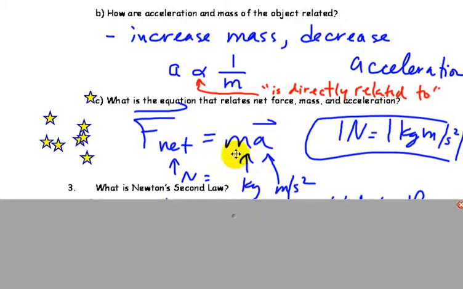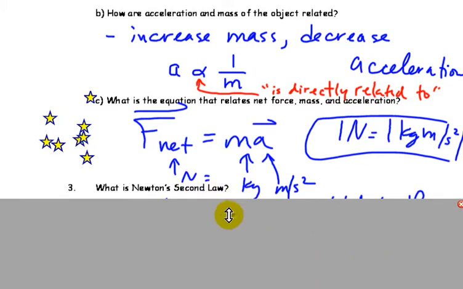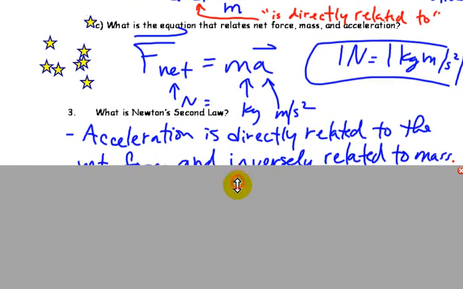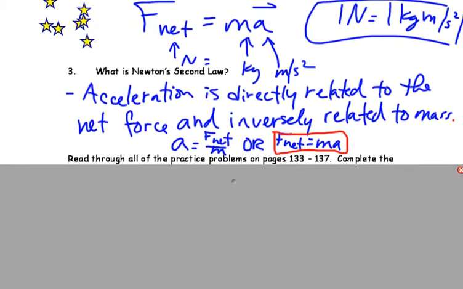So when we have 1 kilogram accelerating at 1 meter per second squared, there must be a 1 Newton force being exerted on it. Newton's second law is basically just that equation. We could state it in terms of A: divide each side by m, and we get A is equal to F net over m. Acceleration is directly related to the net force and inversely related to mass. Or we can simply say F net is equal to mass times A.